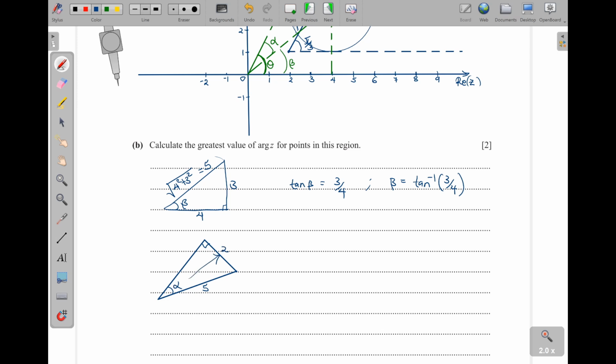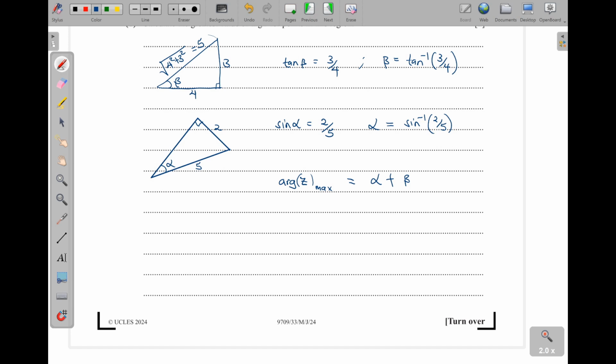So this is opposite and then hypotenuse. So here we can use sine. That means sine of alpha is going to be equal to the opposite, which is 2, over the hypotenuse, which is 5. Meaning alpha is going to be equal to the arcsine of 2 over 5. Okay, so that means the greatest argument, okay, the argument of z, I can call it max, that is the greatest argument, is going to be equal to alpha plus beta. Okay, so I just come here and I say this is the arcsine of 2 over 5, then plus the beta, which is the arctan of 3 over 4.